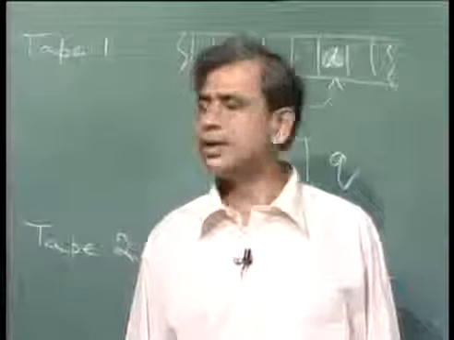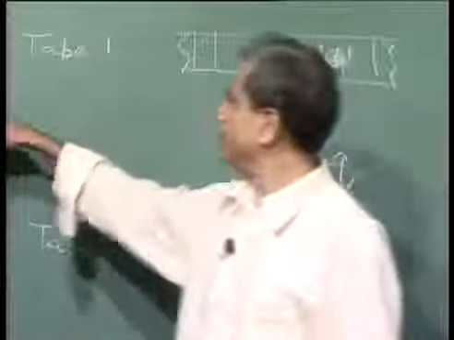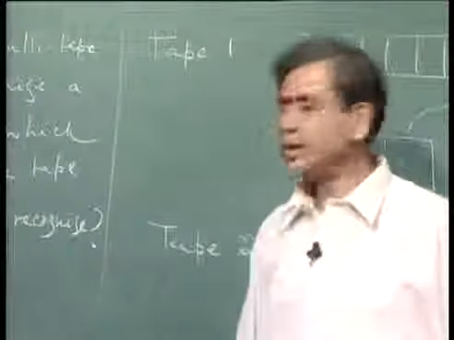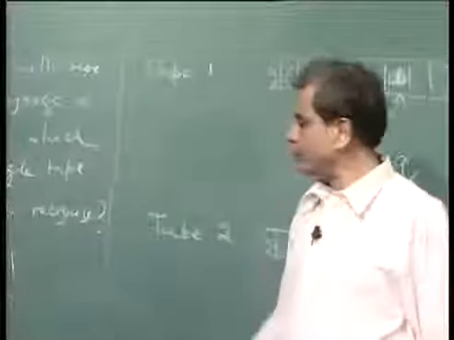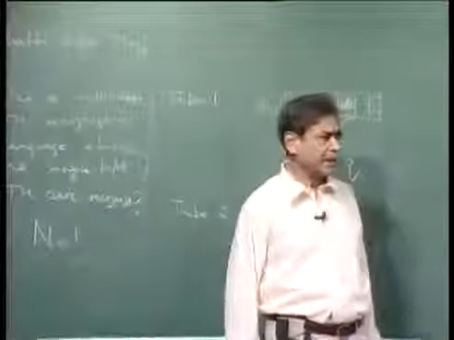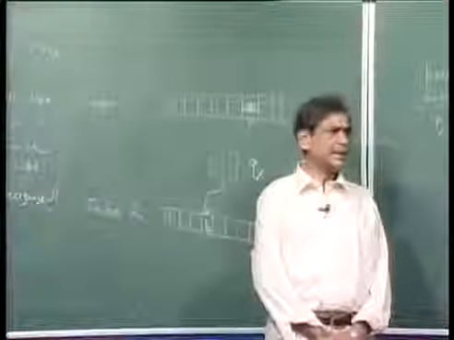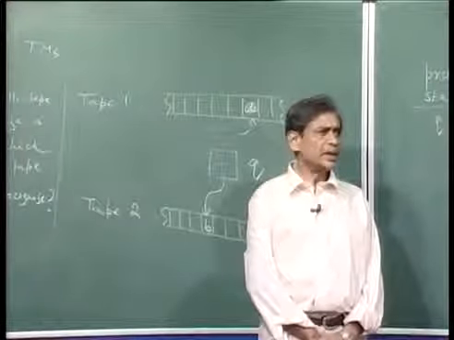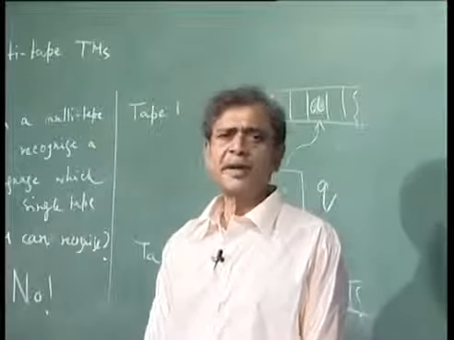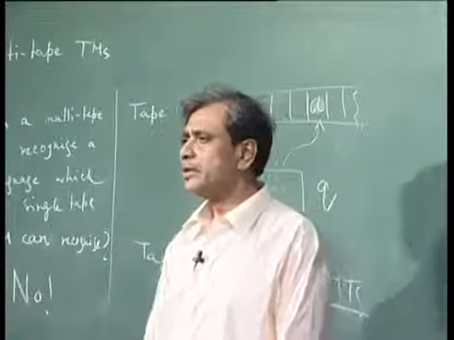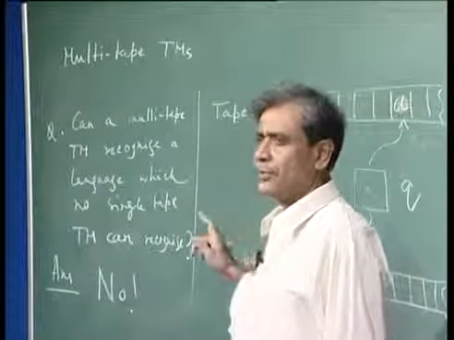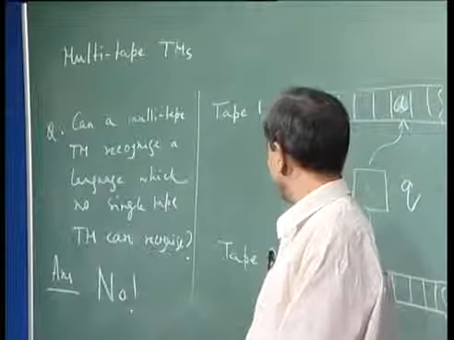We are asking the question, can a multi-tape Turing machine recognize a language which no single tape Turing machine can recognize? And we would like to show the answer is no. What it means is that if there is a language which we recognize by a multi-tape Turing machine, that same language can also be recognized by a single tape basic Turing machine, the kind of Turing machine we first defined.